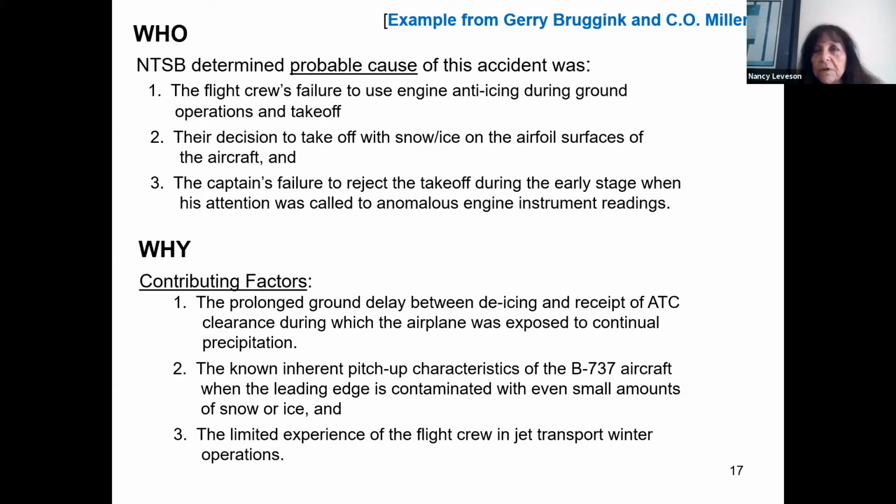Now, in the report, there were contributing factors which were supposed to be explaining why, and they were a prolonged ground delay between de-icing and receipt of the air traffic control clearance, during which the airplane was exposed to continual precipitation, the known inherent pitch-up characteristics of the Boeing 737 aircraft when the leading edge is contaminated with even small amounts of snow and ice, and the limited experience, we're back to the flight crew, in jet transport operations.